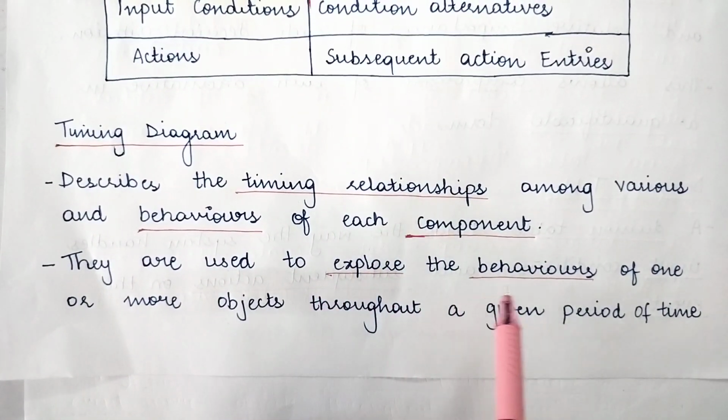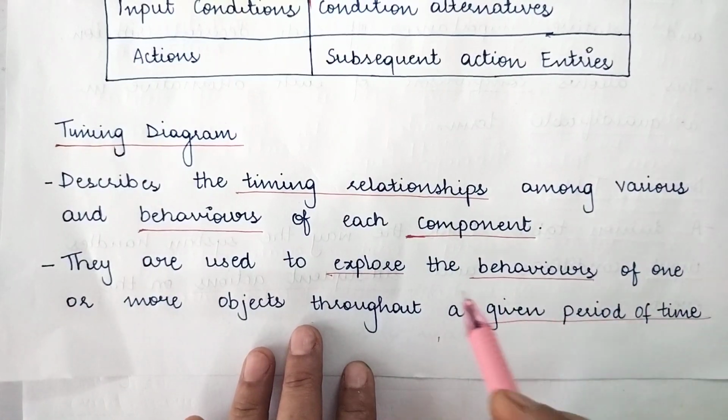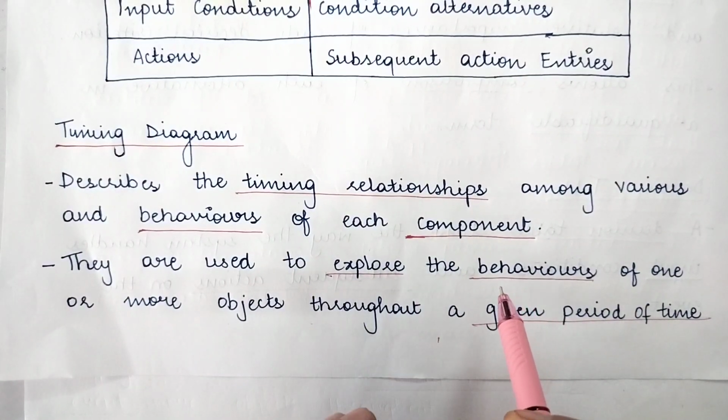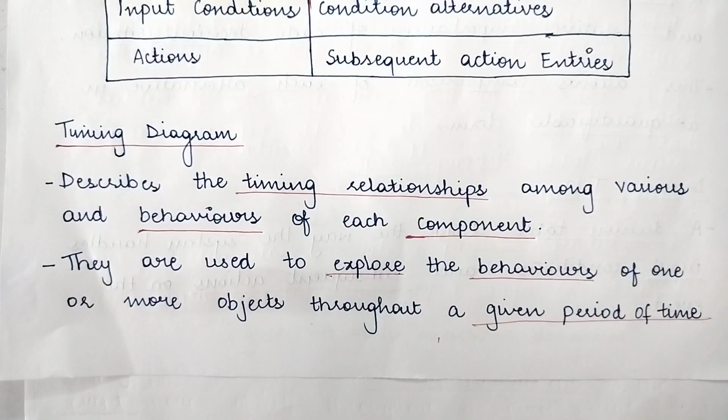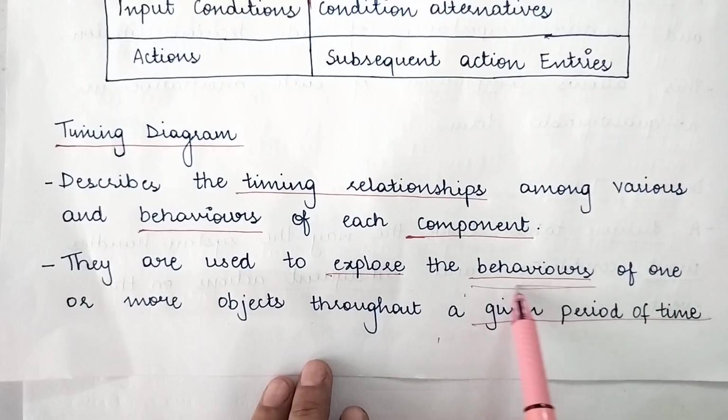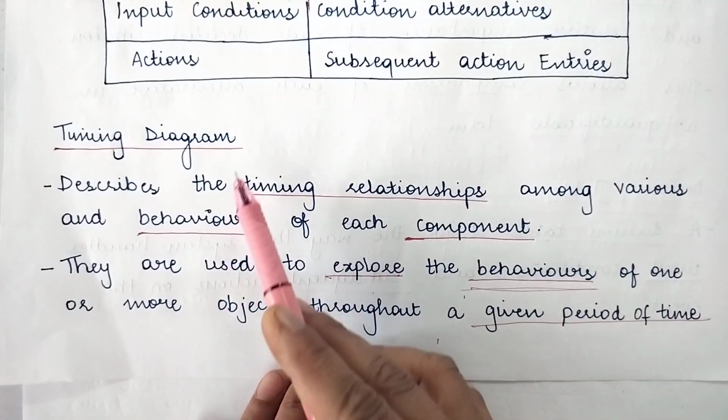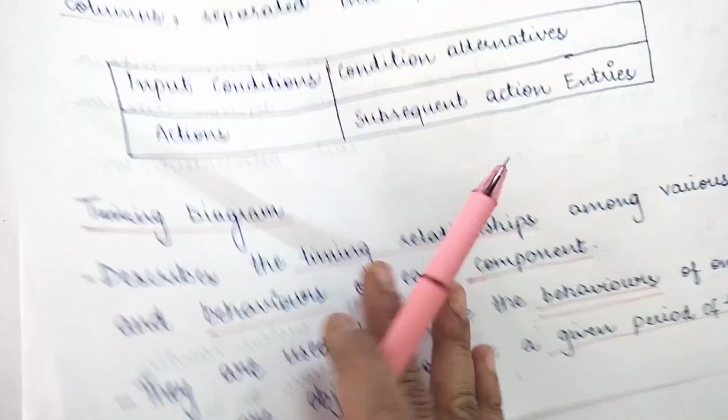Basically, they are used to explore the behaviors of one or more objects throughout a given period of time. As per the action taken, the behavior of the objects would change over time. The timing diagram depicts that: initially what the behavior of a particular object was, and when an action was taken, what its behavior became. So with the passage of time, the behavior of each and every object is explored using the timing diagram.